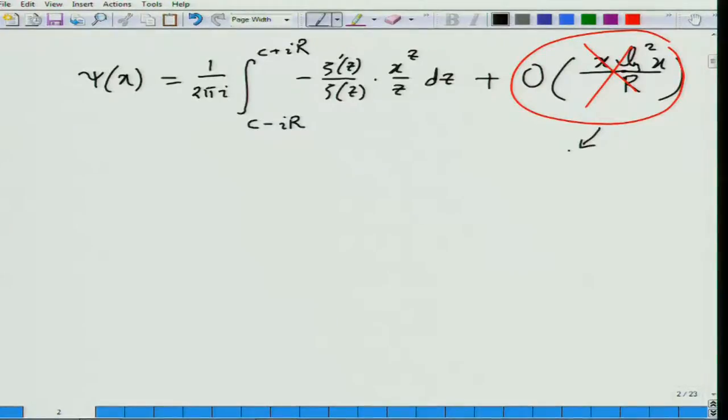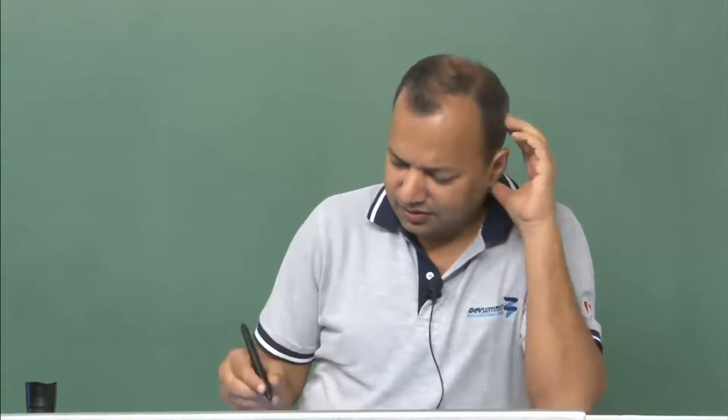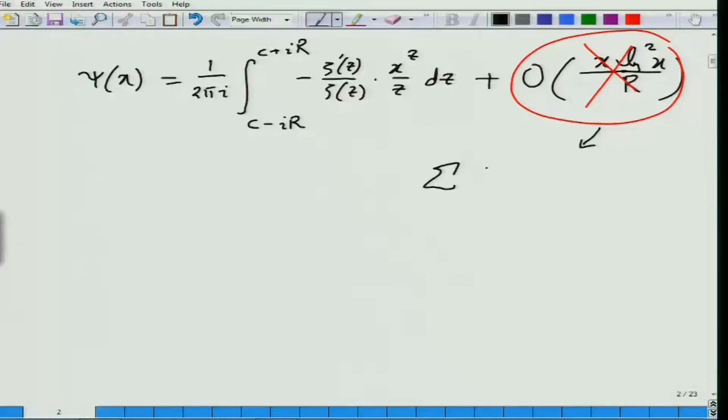There was some infinite sum, if I remember correctly. Summation over n, log x by n, and the summation goes from n greater than 0. This was the exact term. So this is what we work with then.